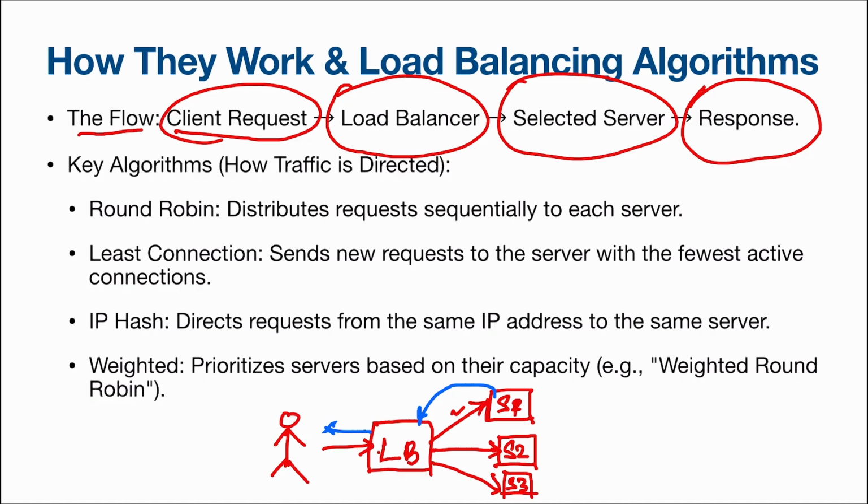And then let's take a look at the key algorithms of how the traffic is directed. You can see how the load balancer chooses the server is a very important decision. One of the simplest algorithms is round robin.